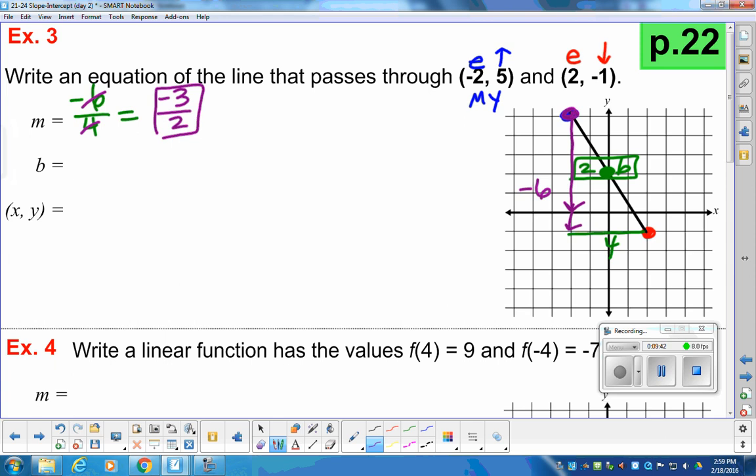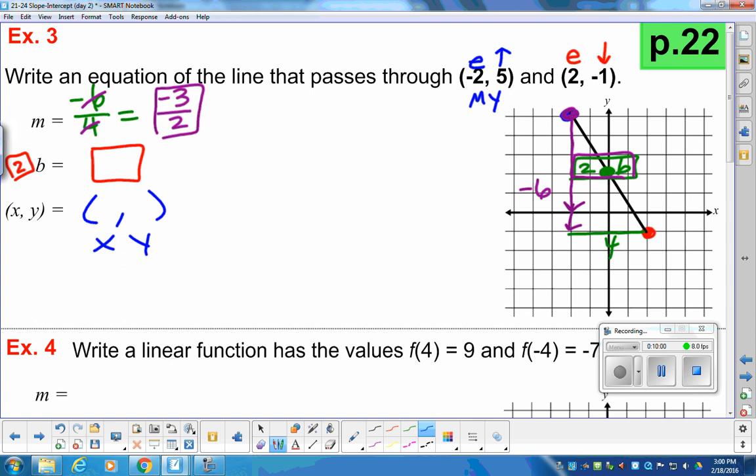-3 over 2. I feel like the b value should be 2, but I'm going to prove it using my equation work. So I'm going to say right now that the b is unknown. I think it's 2, but I'm going to go ahead and confirm it using my equation work. I need one xy pair.